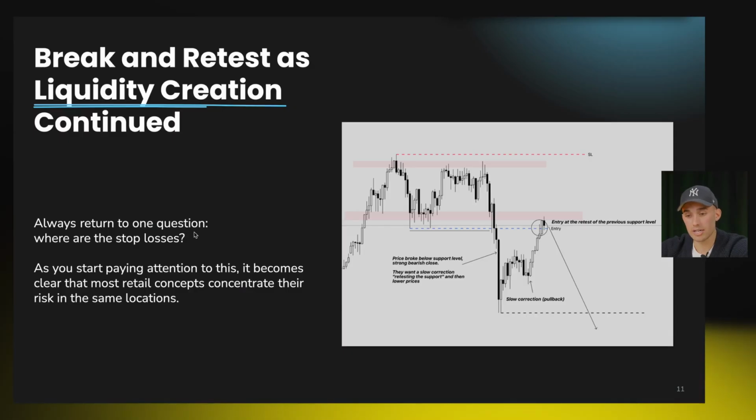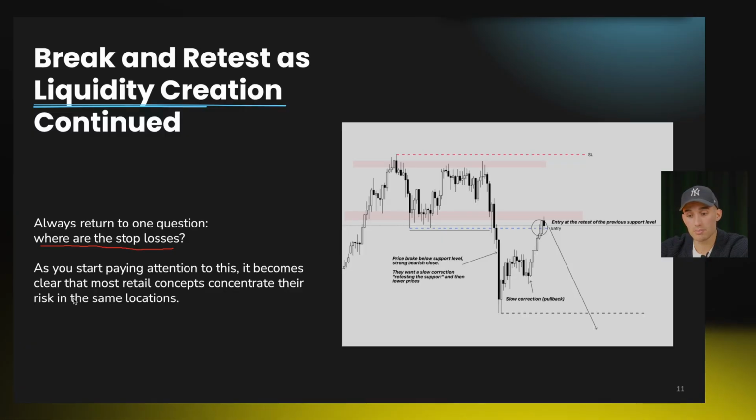Here is more on the break and retest. So always ask yourself, where are the stop losses? As you start paying attention to this, it becomes clear that most retail concepts concentrate their risk in the same locations. So look how we have written it here. Price broke support level, strong bearish close. They want to see a slow correction retesting the support, and then lower prices. So here's that slow correction.